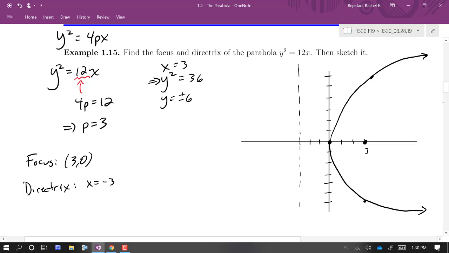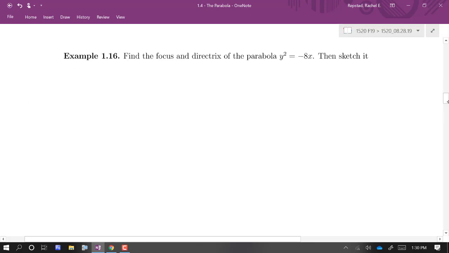Okay. Let's do another. y squared equals negative 8x. What do you think, what are some observations we would make about this parabola? Can you say that with words? Opens to the left. What makes you say that? It's negative. And we know it's still oriented horizontally because y is squared. So we have y squared equals negative 8x.